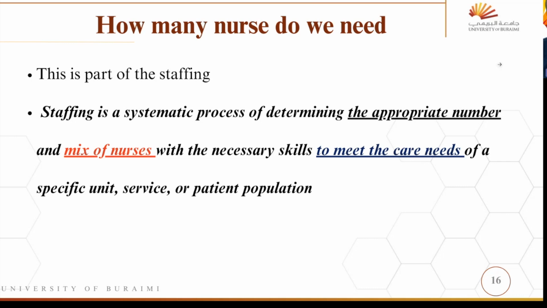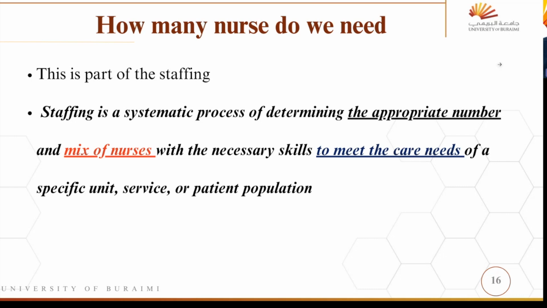How many nurses do we need to make a unit work, or a hospital or healthcare system to operate? In the definition, staffing consists of 3 main factors or dimensions, and we should be able to satisfy these dimensions. We're talking about a process of determining an appropriate number of nurses with a proper mix for the nurses to meet the needs.